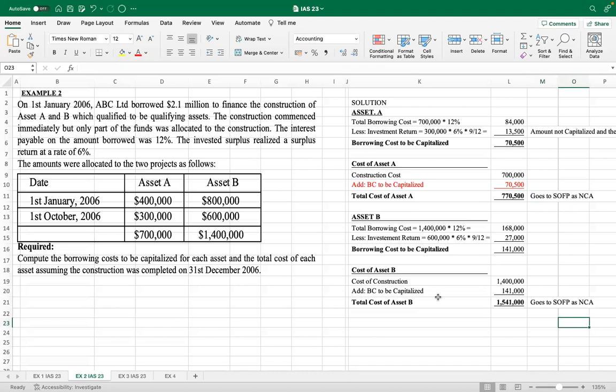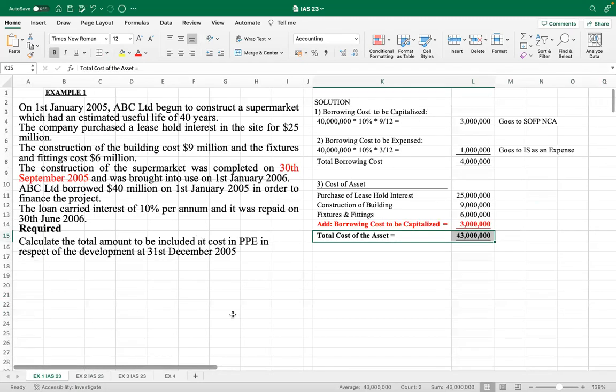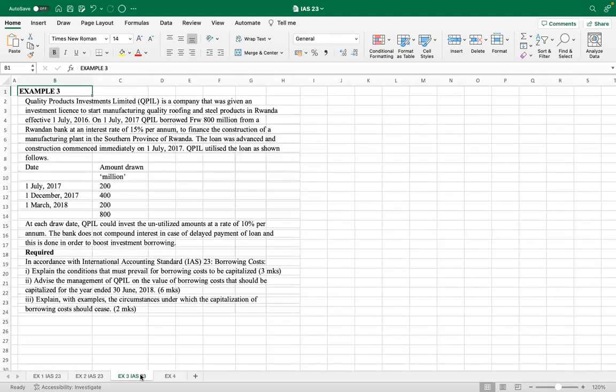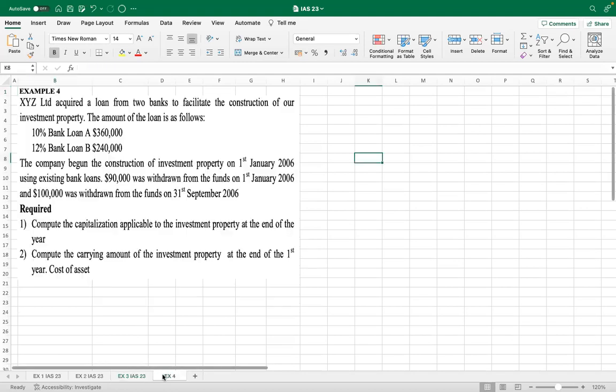Now, in borrowing costs, the examiner can set different types of questions. So I'm looking at different possible scenarios, the different ways the question can be tested. We have looked at the first way the question can be tested. We have solved that example. We have looked at an alternative way the question can be tested. Let's still look at more questions. I can leave out this as an assignment. Example 4. I can also leave this.